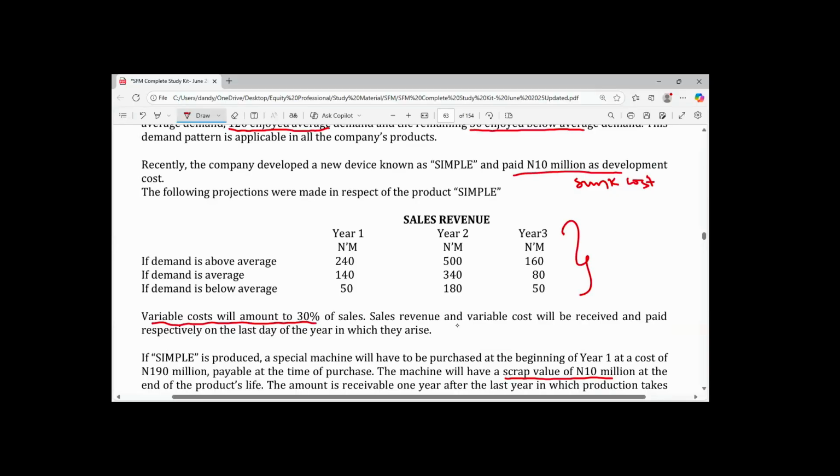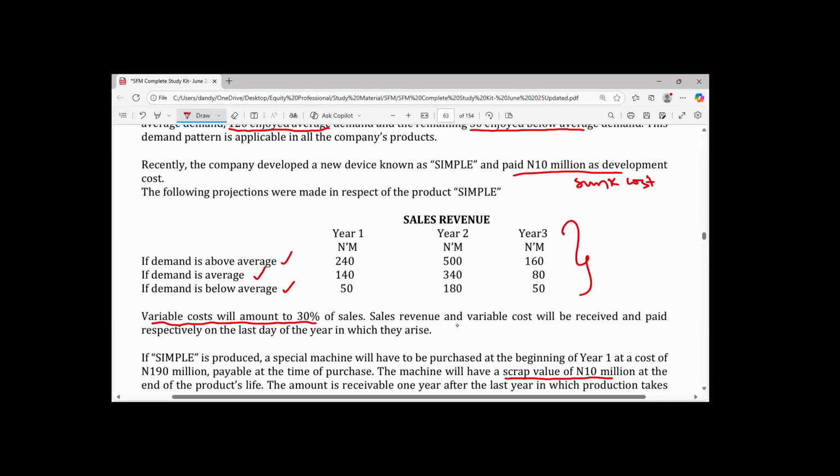We have three states of nature in this question. One is above average demand, two, average demand, then three, below average demand. Those are the 3 states of nature. However, ordinarily, each state of nature is supposed to come with a probability. But in the question, we are not given a probability. Since you are not given a probability, how will you be able to calculate your expected sales? Because the essence of probability is to reduce the variability in the cash flow, is to adjust for the variability of the cash flow.